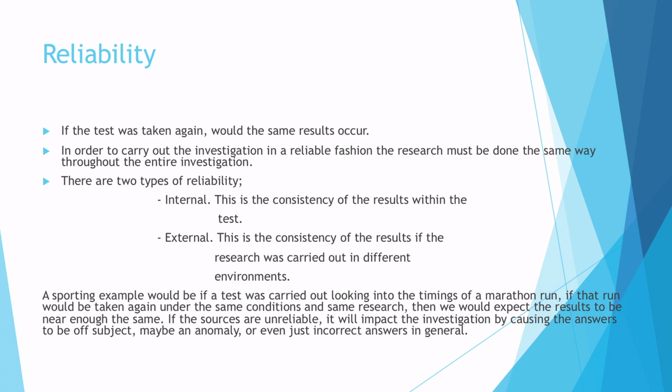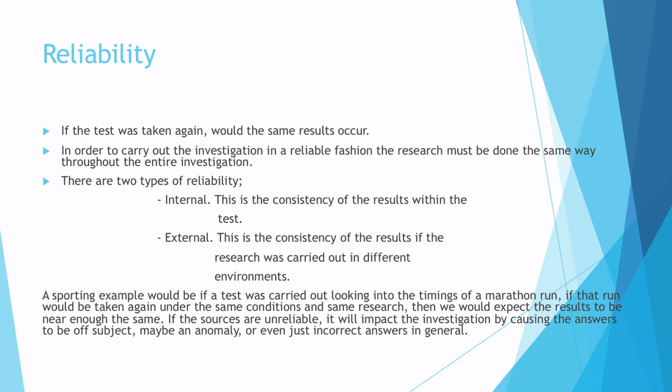So, say, if a test was carried out looking at the sprint times at colleges for 16-year-olds, for internal, this would be keeping the same test results and same test methods for the 16-year-olds in one college, and external would be the consistency of the results if the research was carried out in a different college. This would affect the validity and the reliability as a result of this.